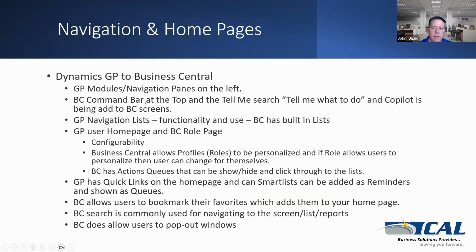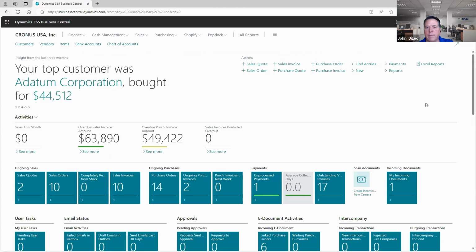So BC, we've got this top bar, right? And at the top, you have this search, what they call Tell Me What to Do search. And then just recently, Microsoft has added Copilot to BC as well to help find what you're looking for, as well as help give you information, things of that nature. So we're jumping into BC and we're looking at how do I find something.